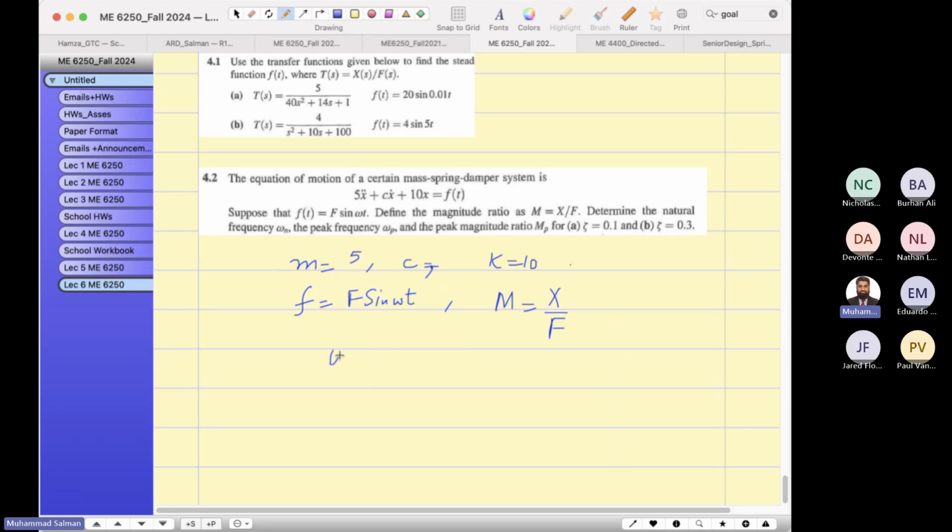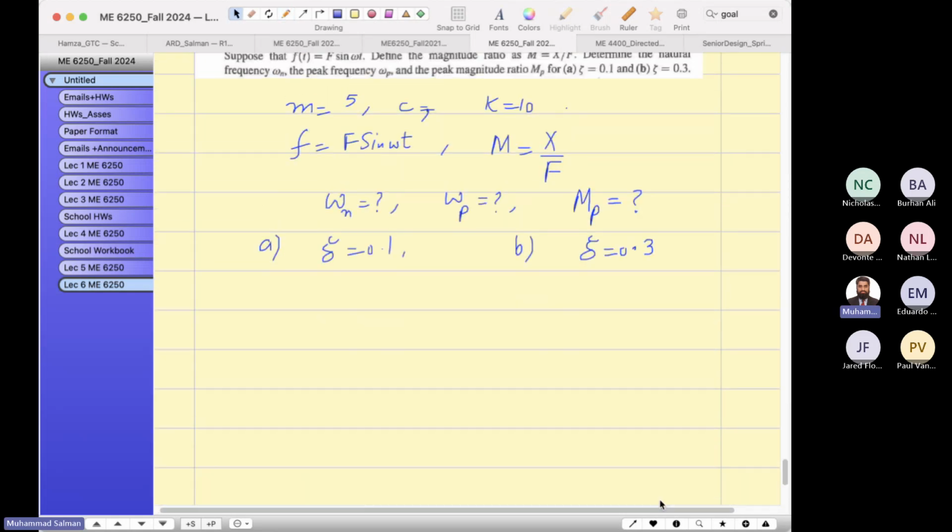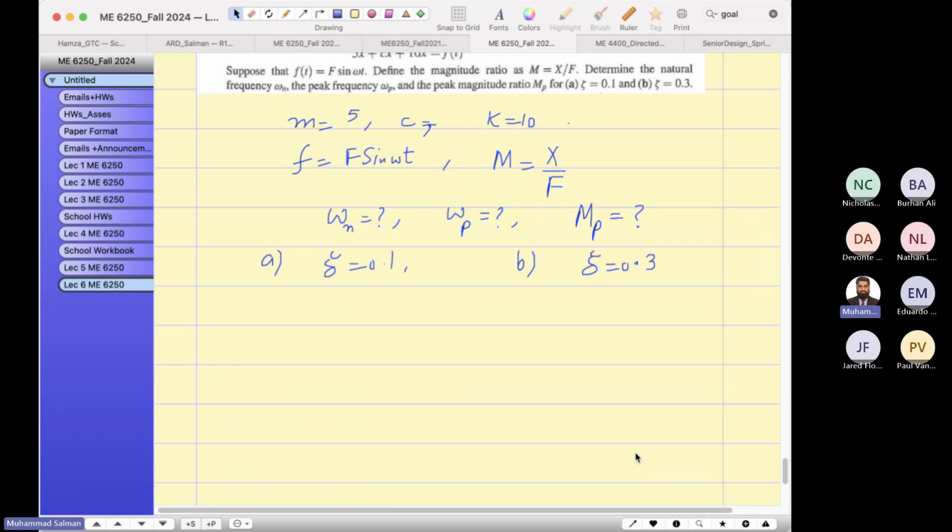Determine the natural frequency. You have to find out the natural frequency, the peak frequency, and the peak frequency magnitude for two cases. For A, when zeta is 0.1, and for B, when the damping coefficient is a little bit higher than 0.1. So now you know the formula. If I go to the table, please note it down.